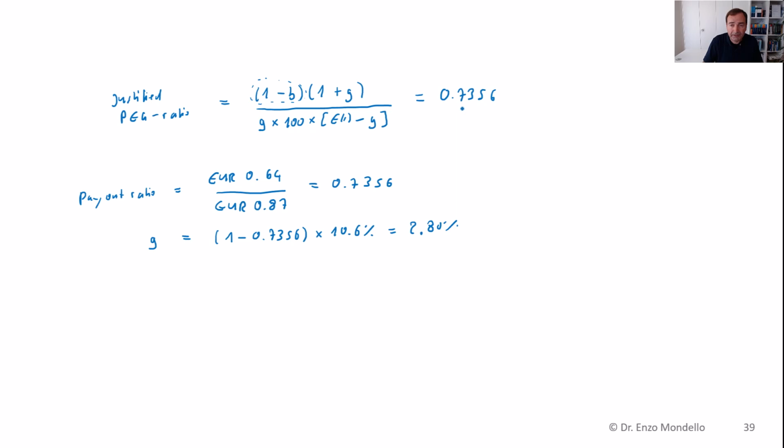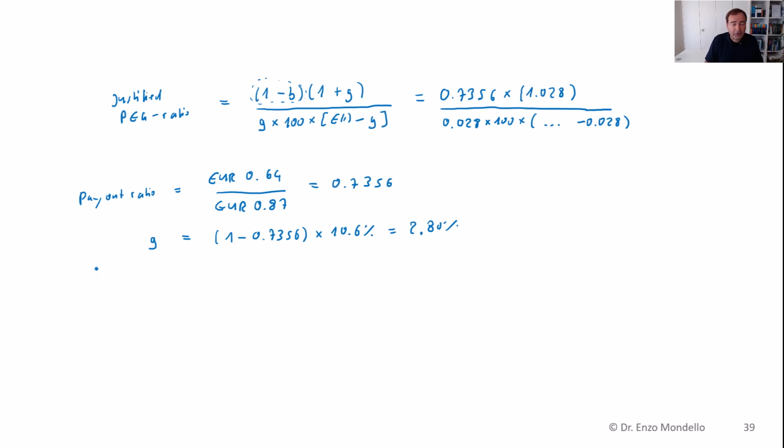So we can include in the above equation the growth rate. We take the payout ratio of 0.7356 multiplied by 1 plus the growth rate, so that's 1.028, divided by the growth rate of 0.028 times 100 times the difference between the expected return and the growth rate of 0.028.